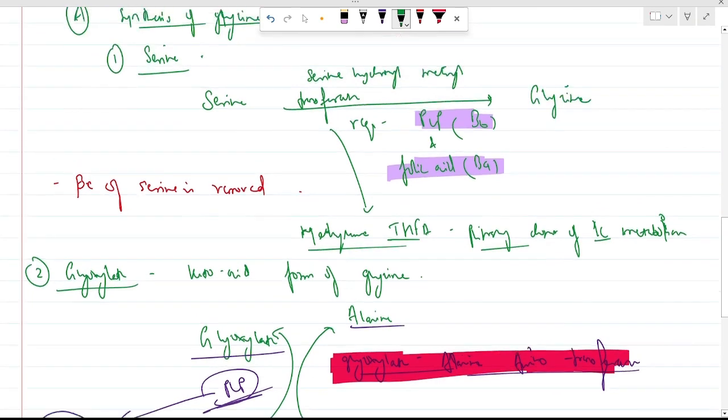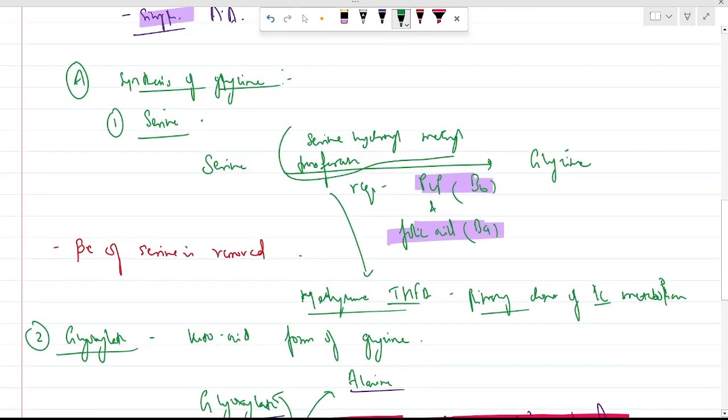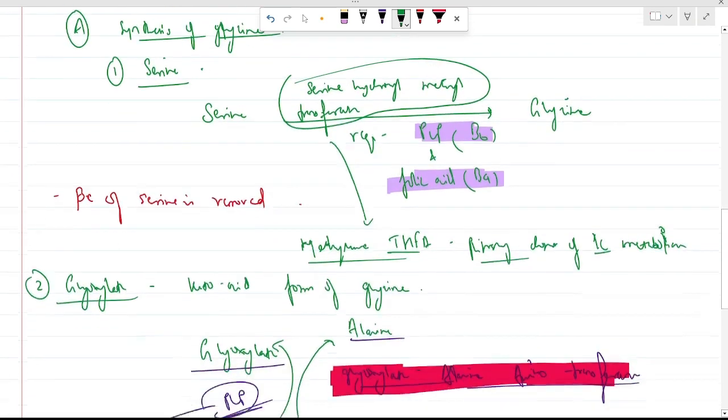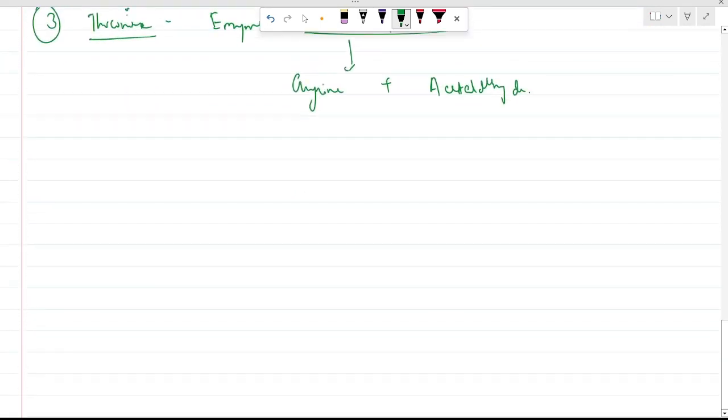glyoxylate through transamination reaction, and serine through serine hydroxymethyl transferase. These are the three important sources from which glycine is synthesized. Now we'll move on to the catabolism part. Okay, a very interesting discussion in this catabolism. So we have our first, the glycine cleavage system.